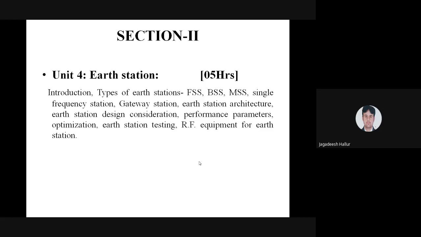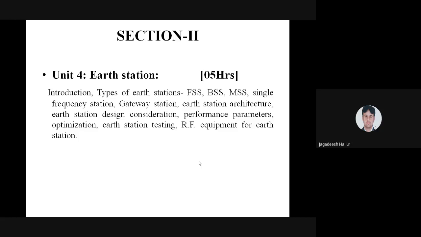Next content is single frequency station. What is a single frequency station? A single frequency station is nothing but you have to transmit the signal or receive the signal. Only two points are there in this. In this frequency station, we are using a high frequency band, very high frequency band, ultra high frequency band. That is single frequency stations.